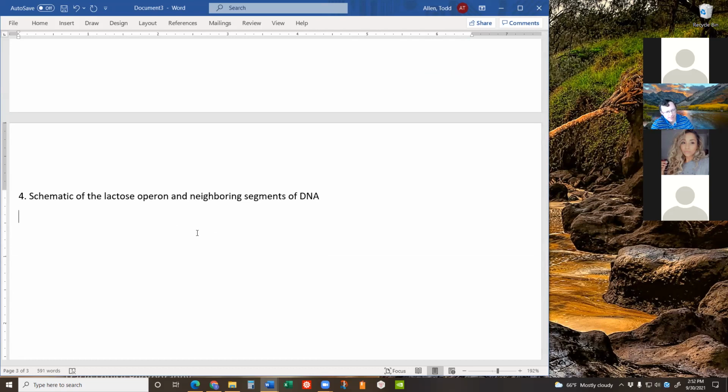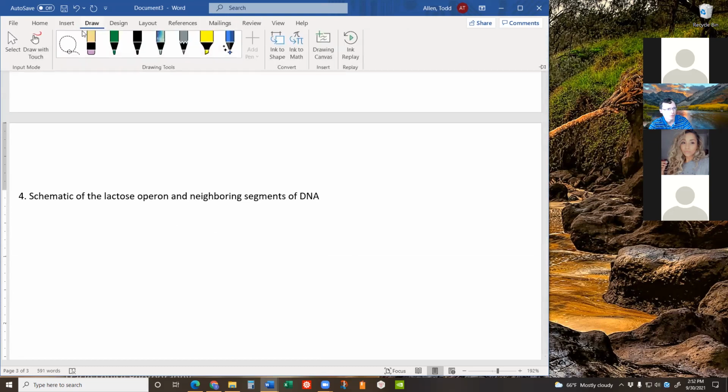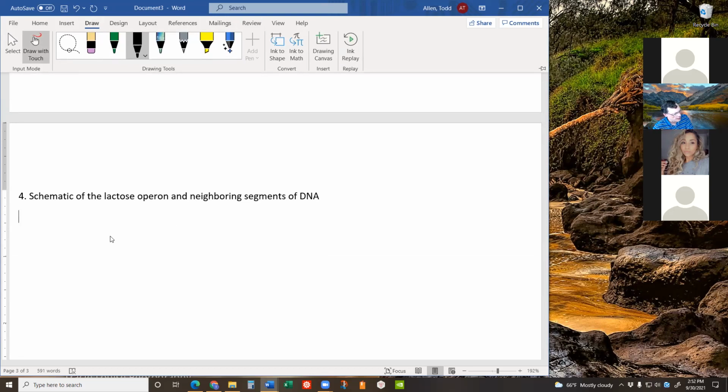So let's write this map out. Okay, and here we go. All right. So I'm going to write a version of the lactose operon map that is similar to figure 812. It is similar to figure 812. I may go into a little bit more detail than that.